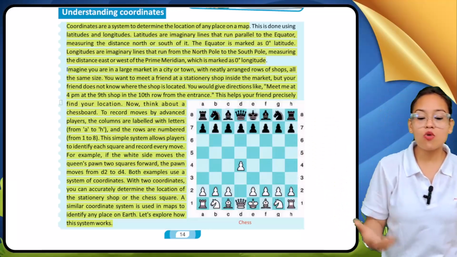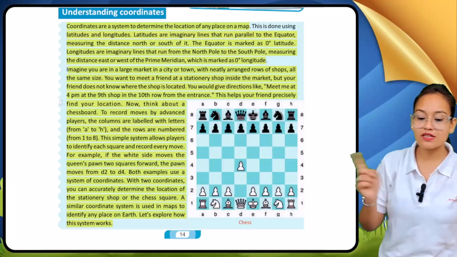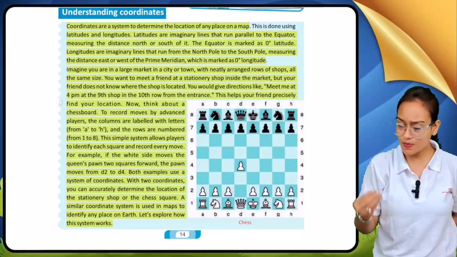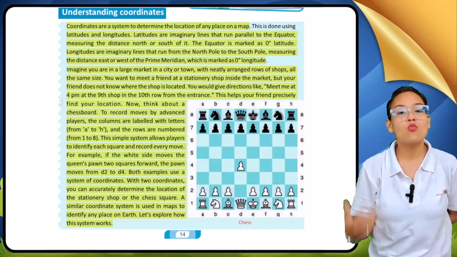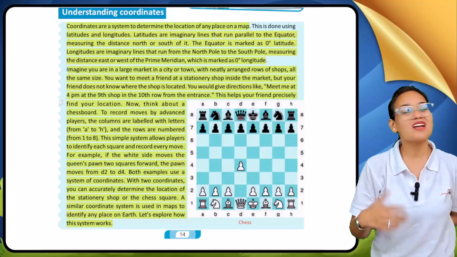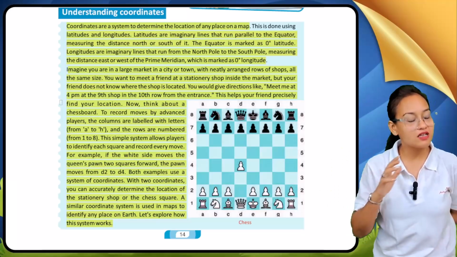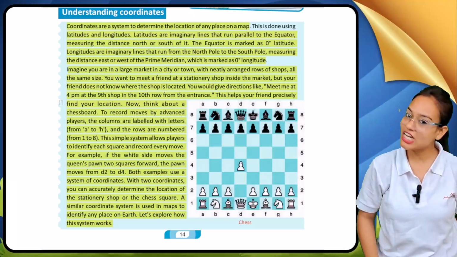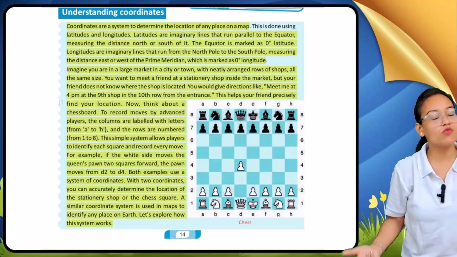You want to meet a friend at a stationery shop inside the market, but your friend does not know where the shop is located. In that market area, you want to visit your friend at a stationery shop, but unfortunately your friend doesn't know where the stationery shop is located. Now what are you going to do?